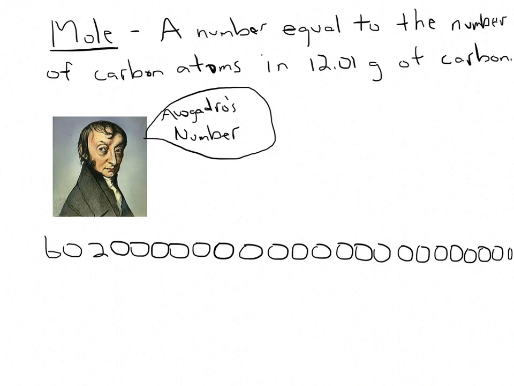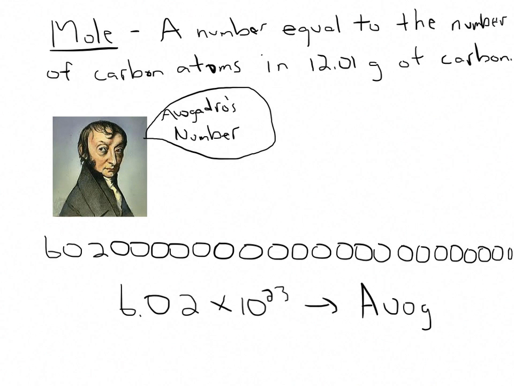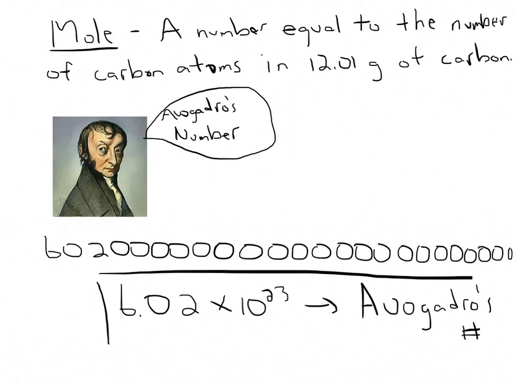We abbreviate this number in scientific notation. You don't want to write that every time. So Avogadro's number is 6.02 times 10 to the 23rd.